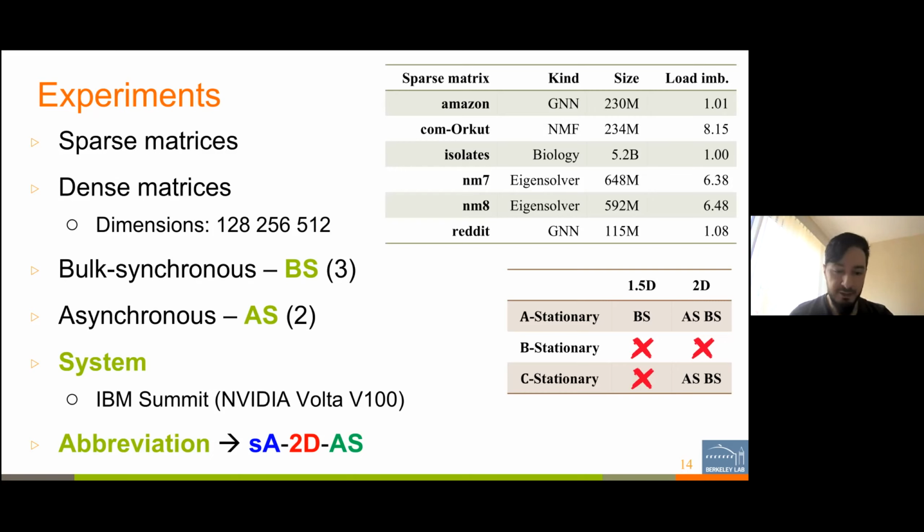We have an abbreviation that consists of 3 parts. In the first part, we name the parallel algorithm, whether it is A stationary or C stationary. If it is A stationary, it is going to be abbreviated as SA, and if it is C stationary, it is going to be abbreviated as CC. And then we have the decomposition technique, 1.5D or 2D, and then we have the communication orchestration method, which can be asynchronous, AS, or bulk-synchronous, BS.